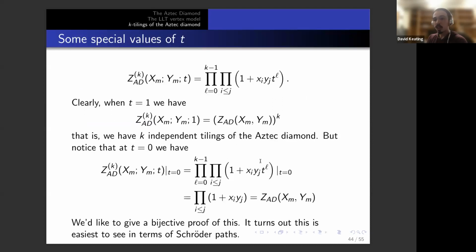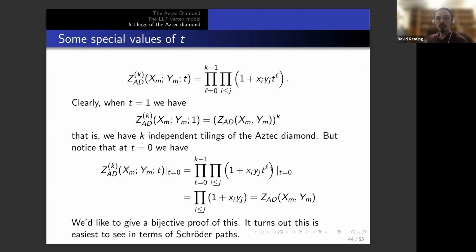Okay, so now we're just gonna talk about the tilings. Now we've used the vertex model to give us a partition function. For the last few minutes of our talk, we're just gonna study these tilings. So let's look at particular values of t. When t is equal to 1, then all our Aztec diamonds are independent, and our partition function factors into k times the original Aztec diamond, as one would expect.